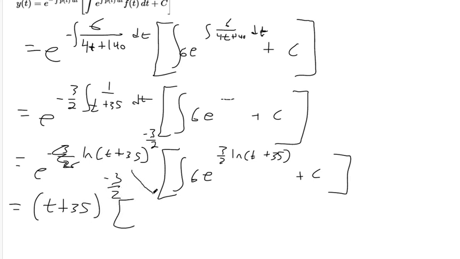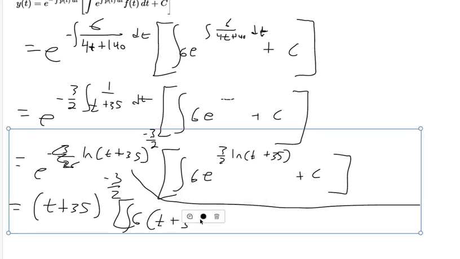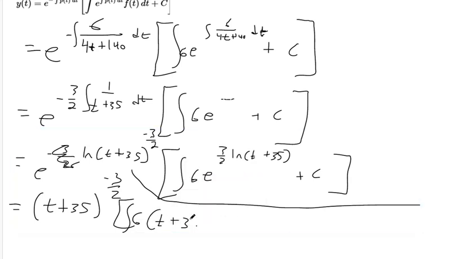And then in my brackets, this is different. Same thing that's going to cancel out. You're just going to have the integral, though, of 6 times t plus 35 to the 3 halves. Just double checking my math there. 3 halves, sorry, I'm thinking ahead. 3 halves, right? Because this is going to be 3 halves power. So that cancels out. Okay, now I've got it.